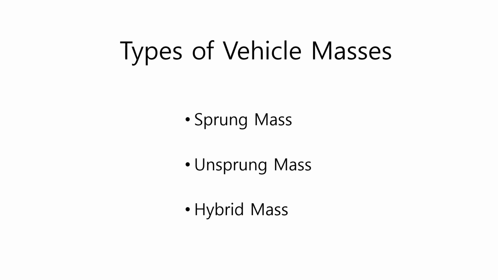In order to understand roll center, we need to distinguish between the types of mass in a vehicle. There are 3 types of mass in a vehicle: sprung mass, unsprung mass, and hybrid mass, which connects the sprung mass and unsprung mass. Let's look at each of them in turn.